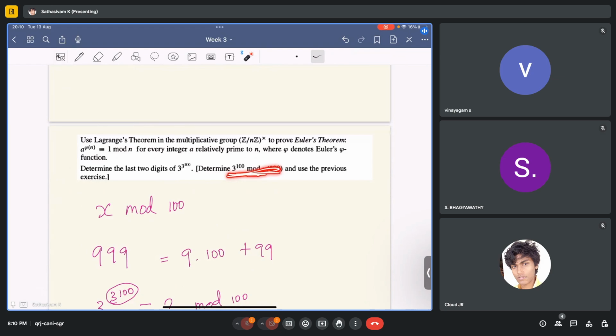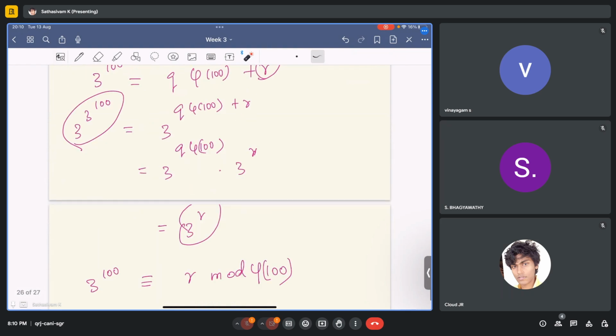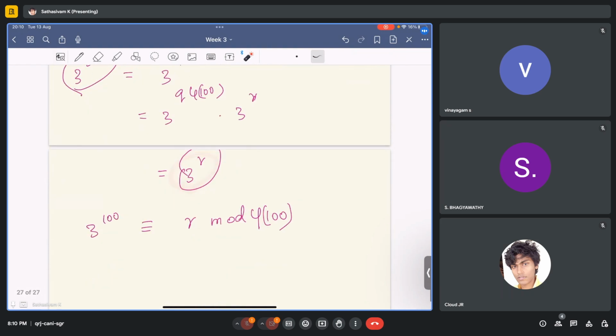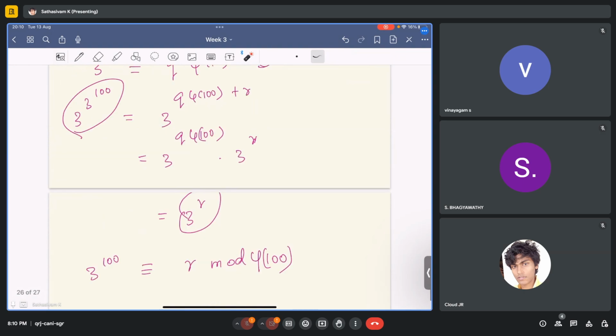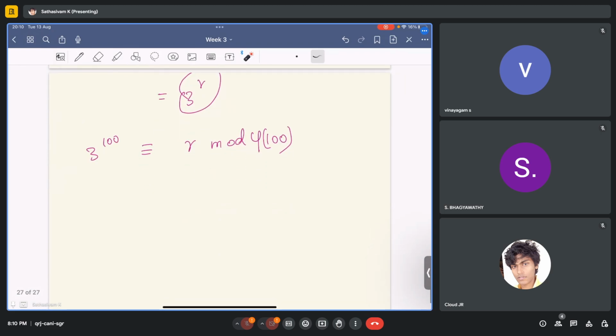Basically, why you look for this number is to use the previous theorem. This is the number you will get here, and you are going to determine this number. So basically, we want to get this 3 power R, but let's find out what the R is. So 3 power 100 is nothing but 3 power R. Right now, our question is to find what the R is. Now look at what phi of 100 is. So phi of 100 is nothing but phi of 25 times phi of 4.